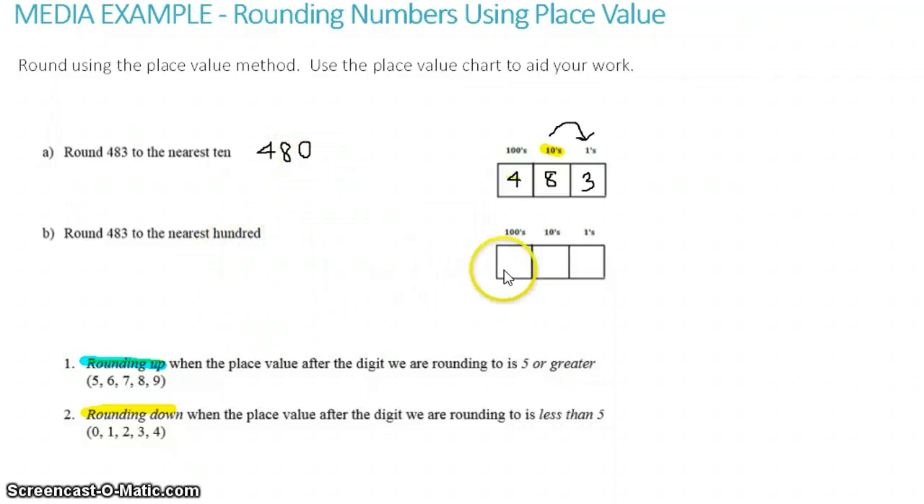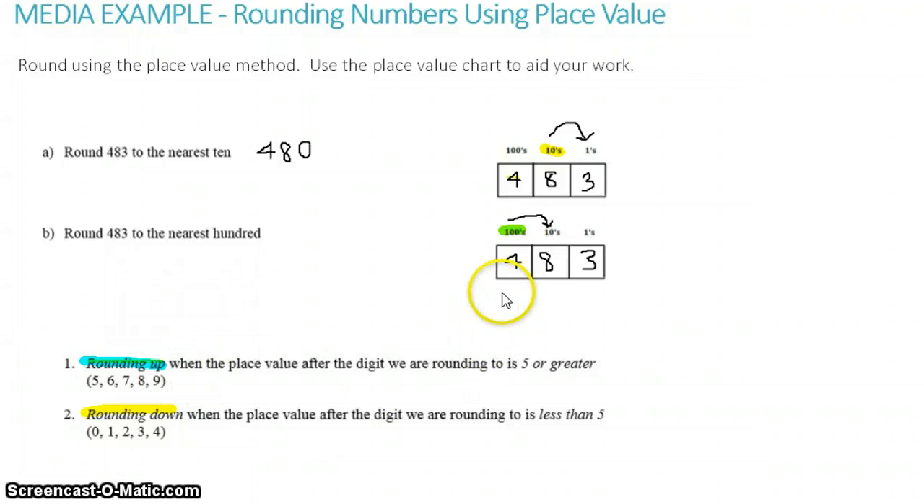Now let's round it to the nearest 100. We'll place it in the chart. Locate the hundreds place, which is right here. Okay. Looking at the digit to the right of the hundreds place, the tens place, this number is 8, which is greater than 5, so we're going to round up.